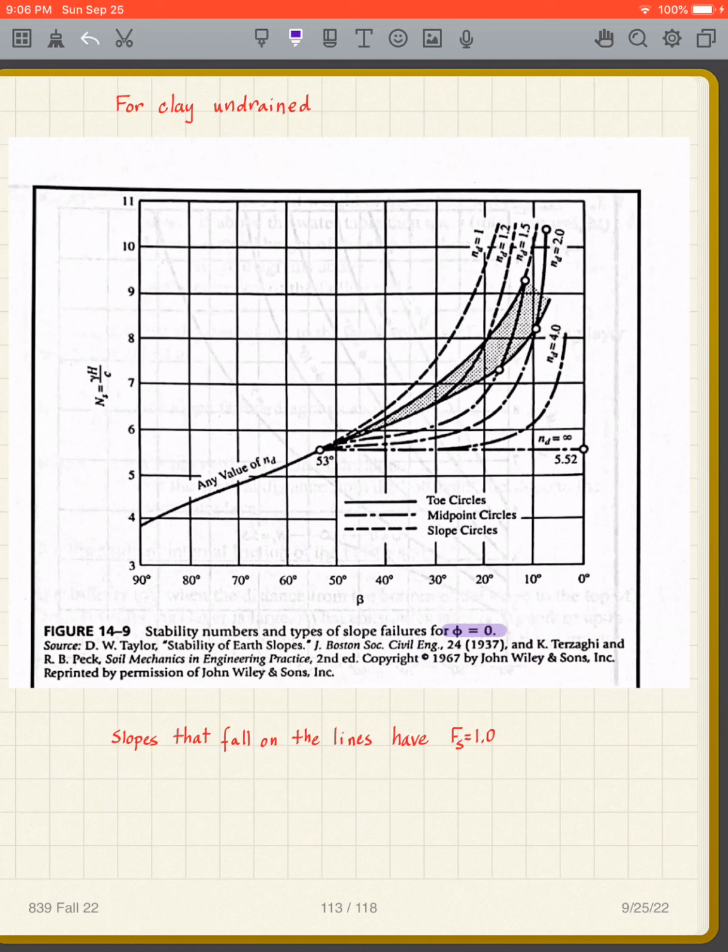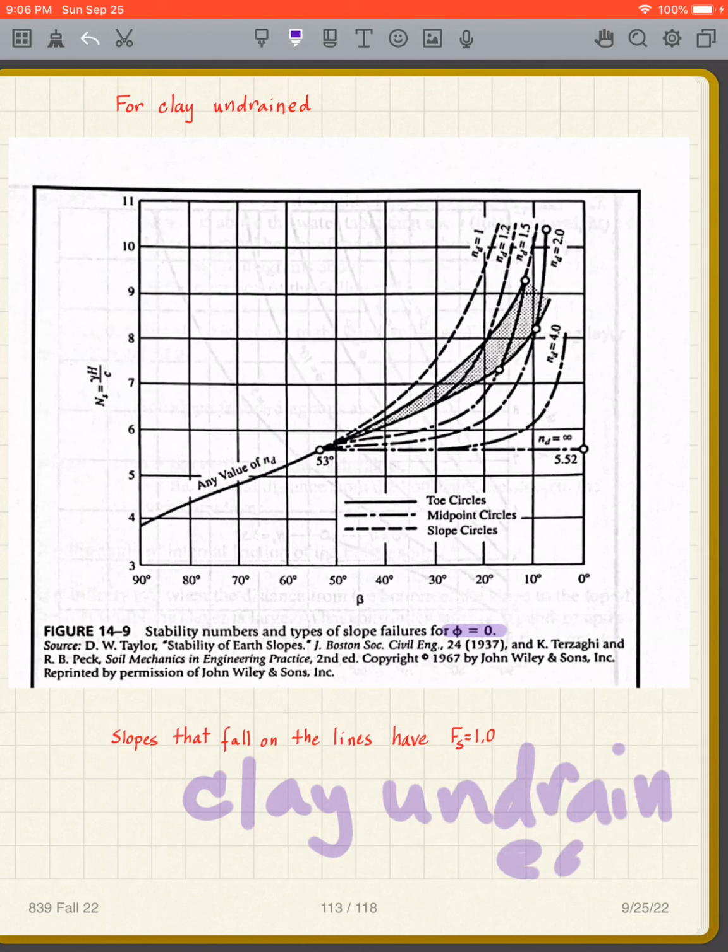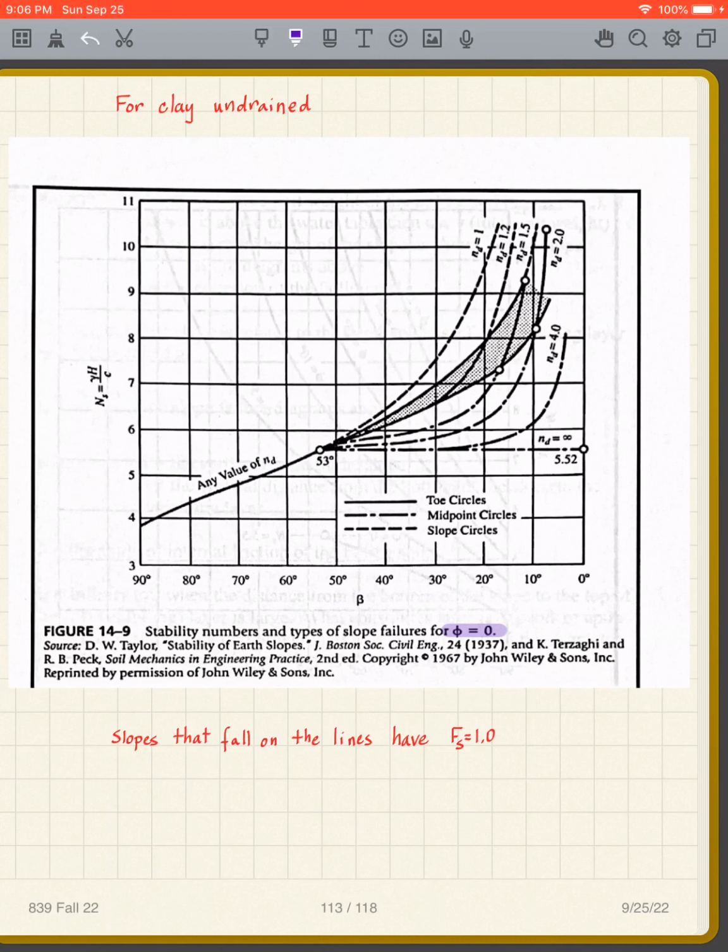Phi equals 0 is what? This is clay undrained. So this is really important. This is the way it's written here. So just to let you know, this is clay undrained only. So undrained, there are no phi. So know that, don't use this for other ones. And I'll just note that when the factor of safety is 1 for these slopes, if a point falls on the line, the factor of safety is equal to 1. It means it's just about to fail.